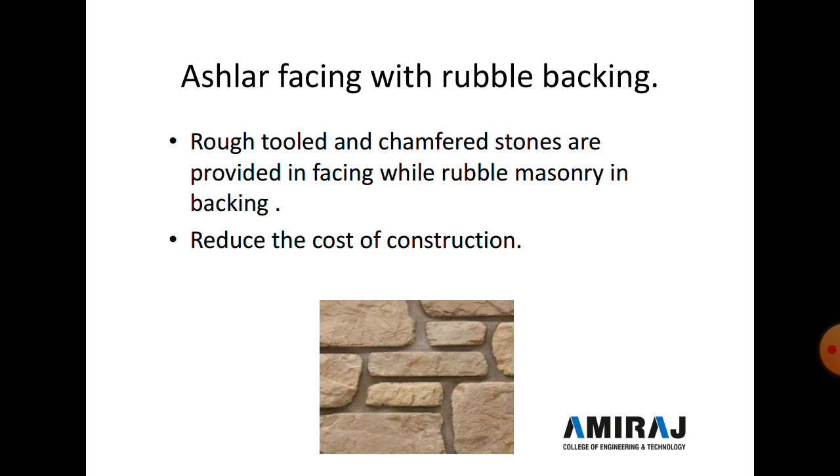Now next is ashlar facing with rubble backing. In this type of composite masonry, rough tool and chamfer stone are provided on the face, while rubble masonry is on the back side, and this may reduce the cost of construction as rubble is available at a cheap rate. So this type of ashlar facing with rubble backing is used.